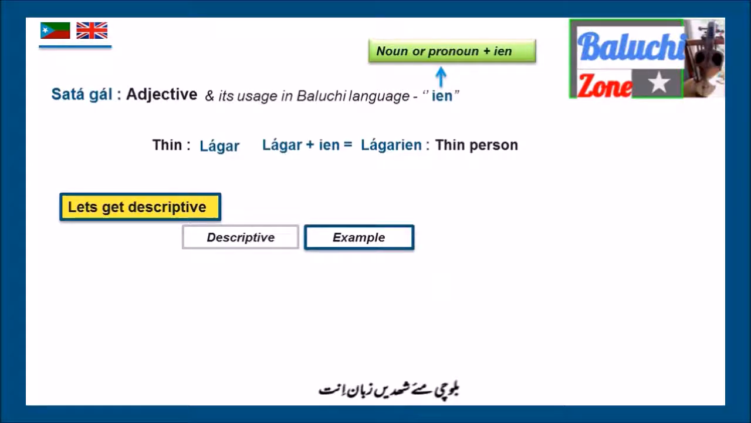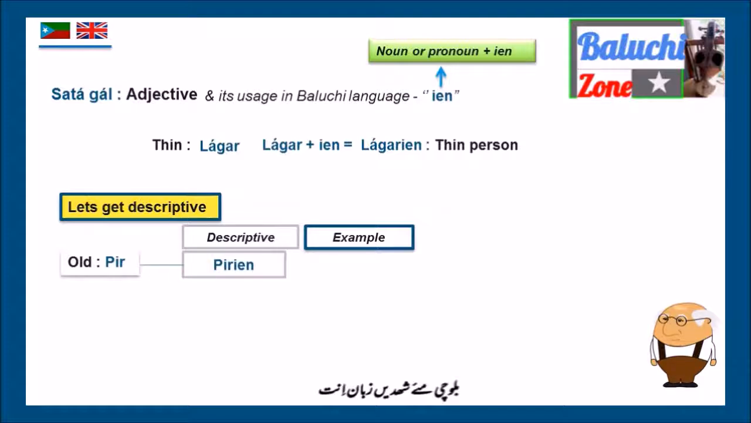So for example, old means pir in Balochi. Old, pir. The descriptive would be pirien. For example, pirien mard. Old man.